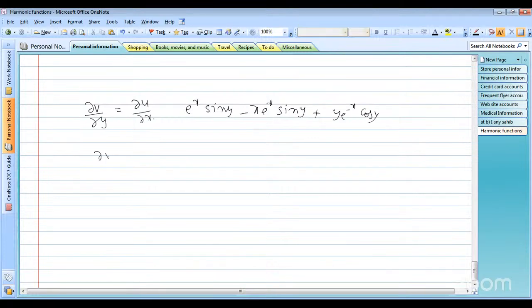∂v/∂x is equal to minus ∂u/∂y, which is e^x cos y minus x into e^x cos y minus y into e^x sin y. So e^x cos y minus x into e^x cos y. I'm taking these values in this order.